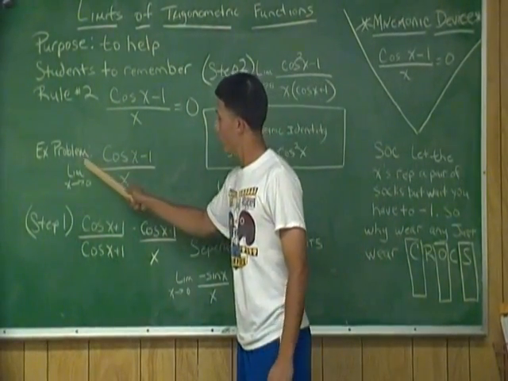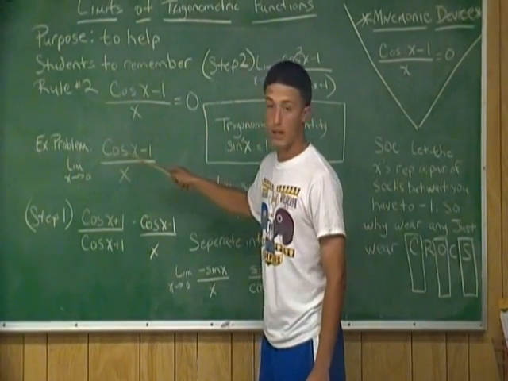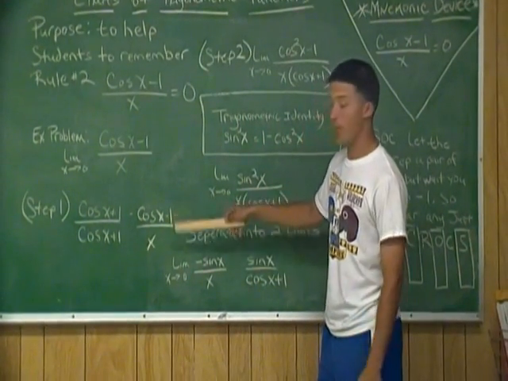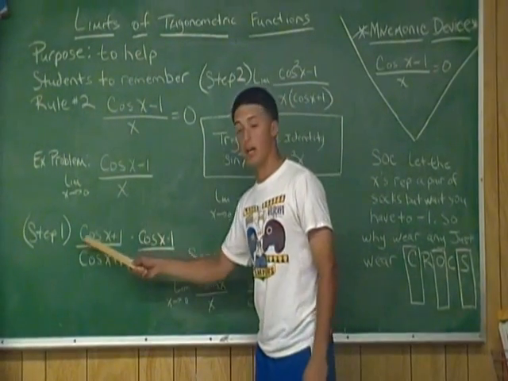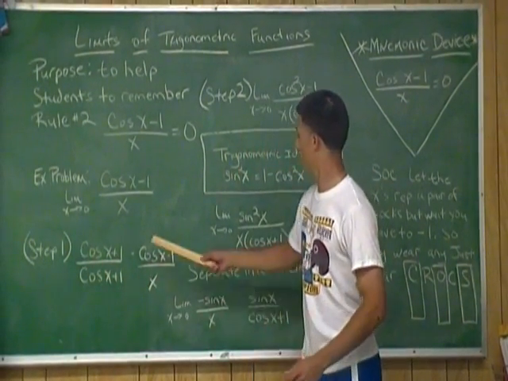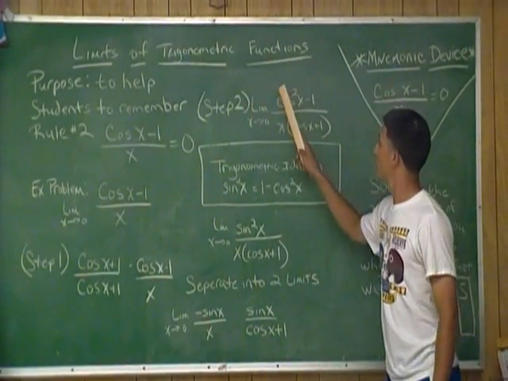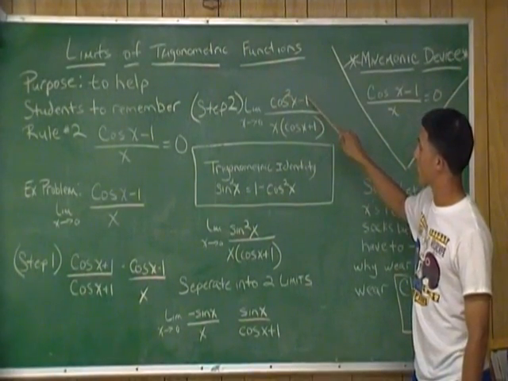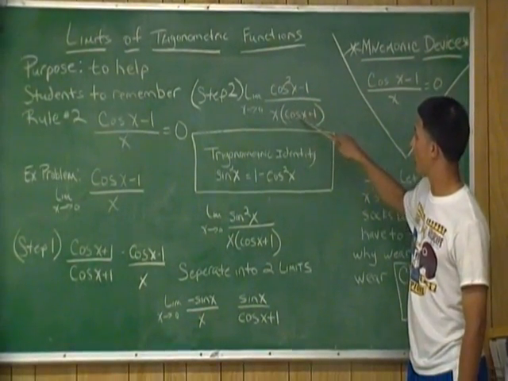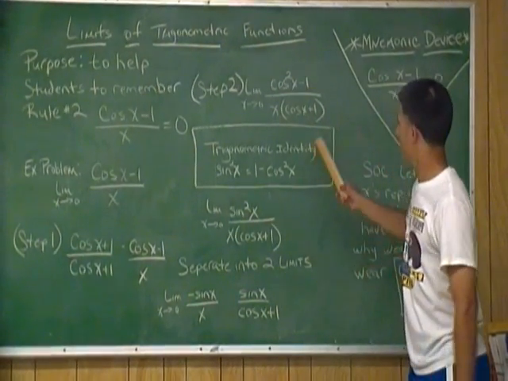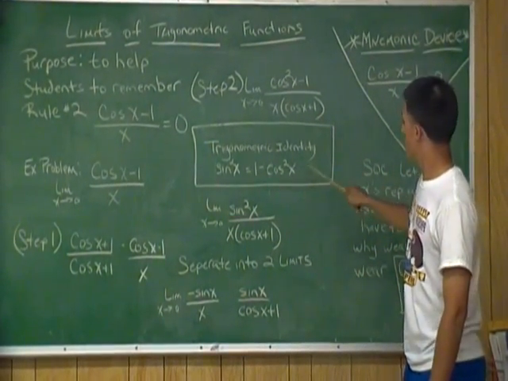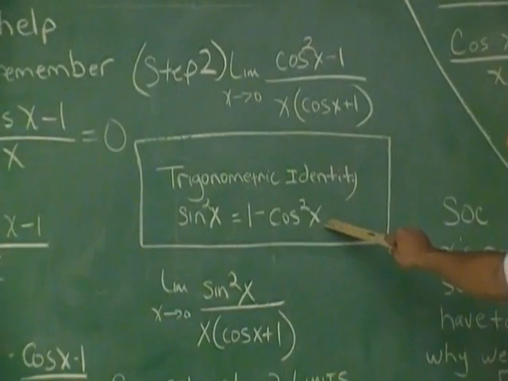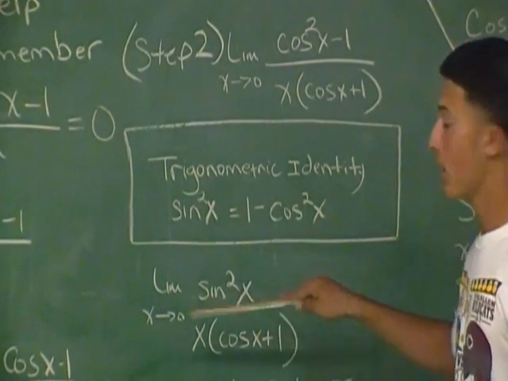So we start with the limit as x goes to 0, cosine x minus 1 over x, and we multiply both the top and the bottom of the function by cosine x plus 1. When we do that, we come up here to step number 2, the limit as x goes to 0, cosine squared x minus 1 over x times cosine x plus 1. But if you know your trigonometric identities, you know that cosine squared x minus 1, as we got right here, is equal to negative sine squared x.